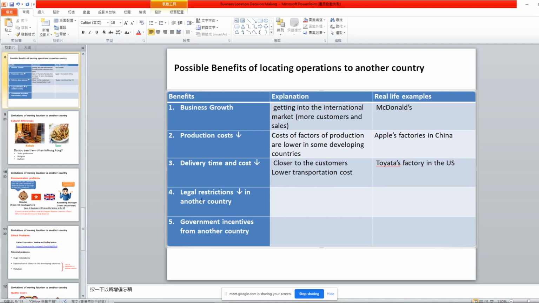Let's go to number four. Why is this a benefit? Why, when the legal restrictions are lower, could that be a benefit? Quality control, pollution, right? If they have more loose legal restrictions, the cost should be lower. More choices in deciding where to relocate, so the cost can be lower perhaps. Less paperwork, more time efficient, and at the end the cost should be lower. So that's good.